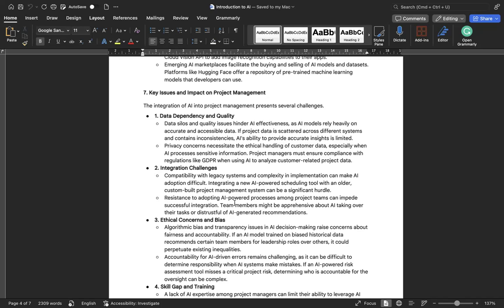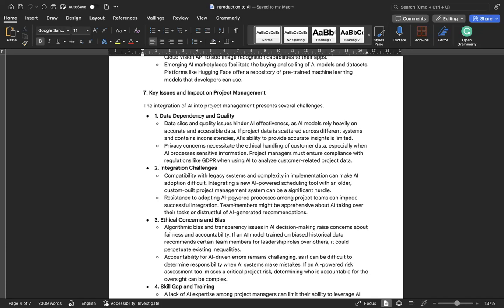One, data dependency and quality. Data silos and quality issues hinder AI effectiveness. As AI models rely heavily on accurate and accessible data, there might be some issues with the effectiveness of AI. If project data is scattered, then, if we are conducting any project, we first have to gather all this data, and then analyze all the requirements as well.